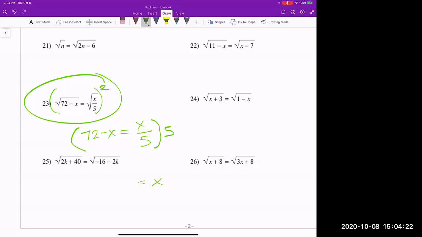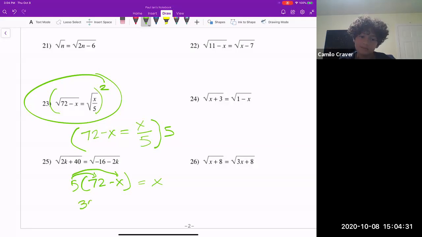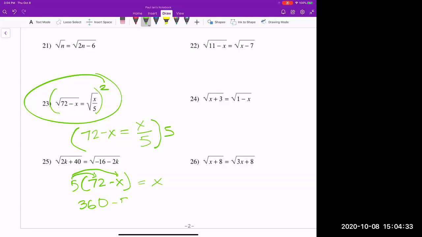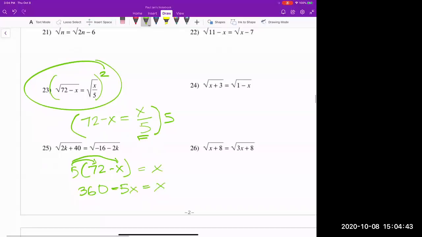So 72 times 5. So that's going to be this guy pretty much, 72 minus x, right? Yeah. And then you distribute this 5, right? Mm-hmm. 360 minus 5x. That one's easier, and this one's easier, right? If you did the 72 on the other side, you have to work with a fraction. So what do you do now?